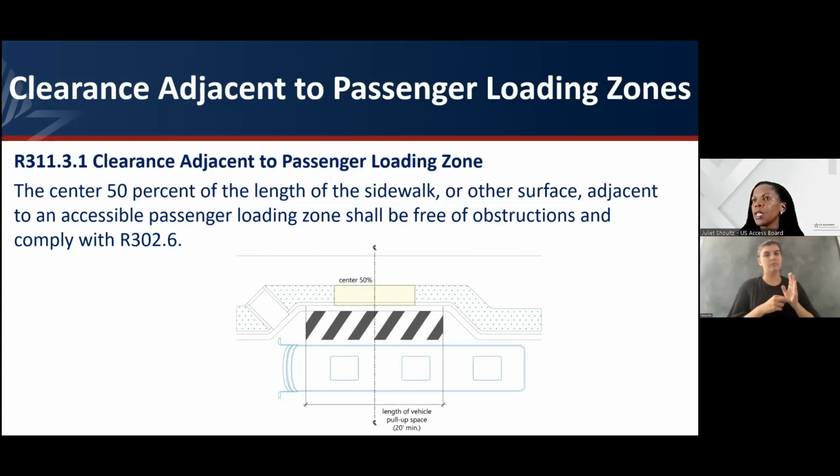R311.3.1, we have a provision, clearance adjacent to passenger loading zones. The center 50% of the length of sidewalk or adjacent surface, the surface that's adjacent to the passenger loading zone, needs to be free of obstructions. So no parking meters, no planters. It needs to be completely free and clear of any obstructions.